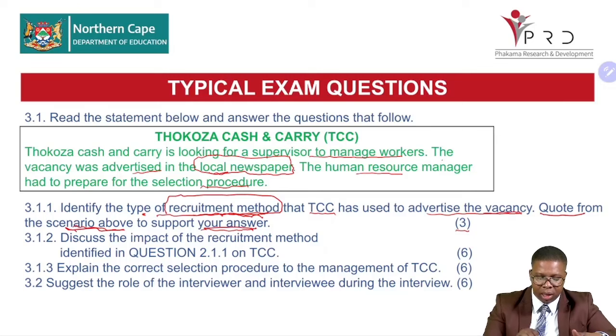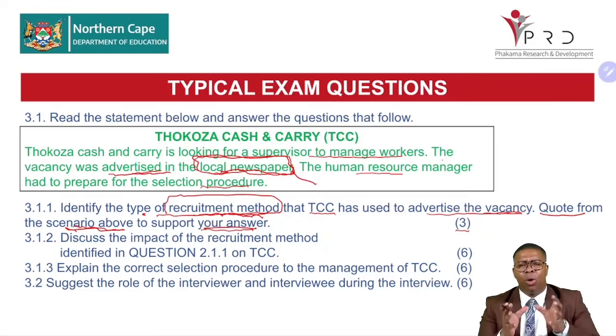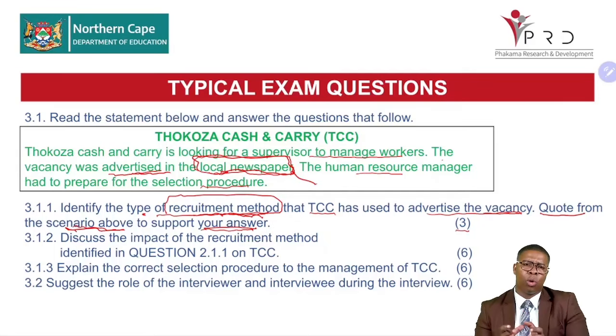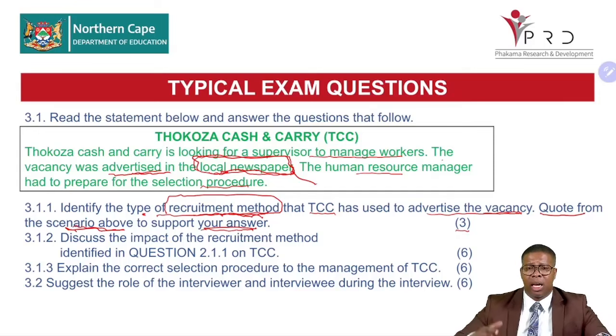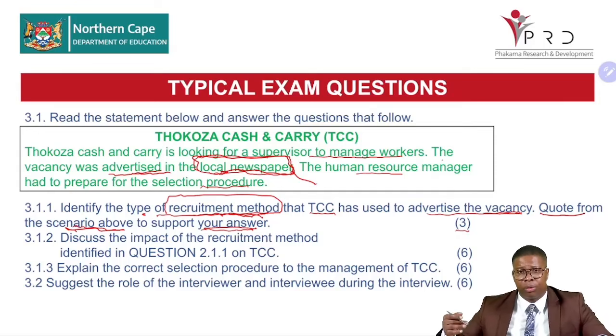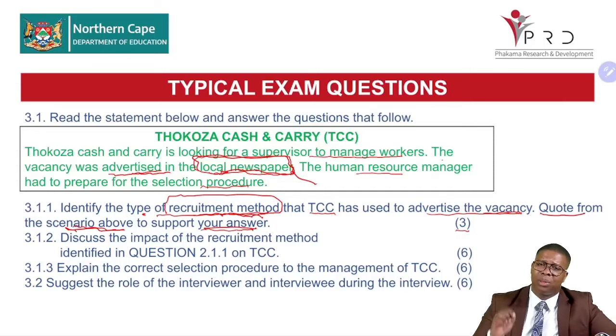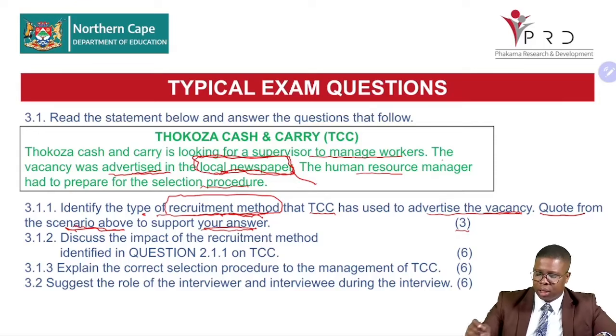So this is to say the vacancy was advertised in the local newspaper. So we check to say, who will see the newspaper? Is it only people who are inside the business, or everyone as well who's outside? The truth of the matter is that people who are outside are going to see the advert and they're going to apply, and a lot of applications will come from outside. So the answer here is supposed to be external recruitment.